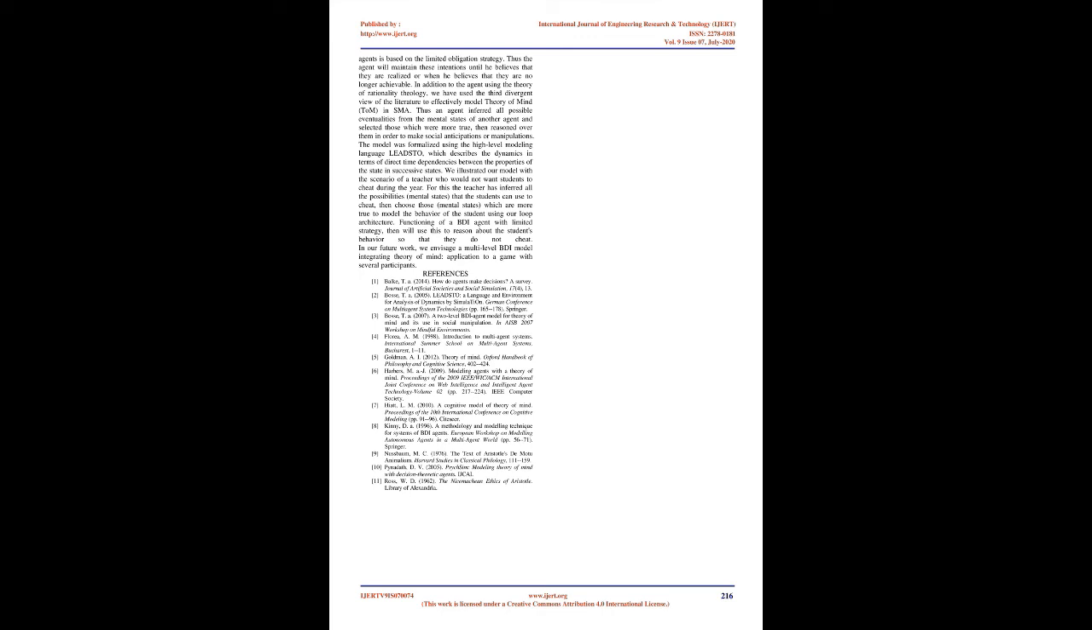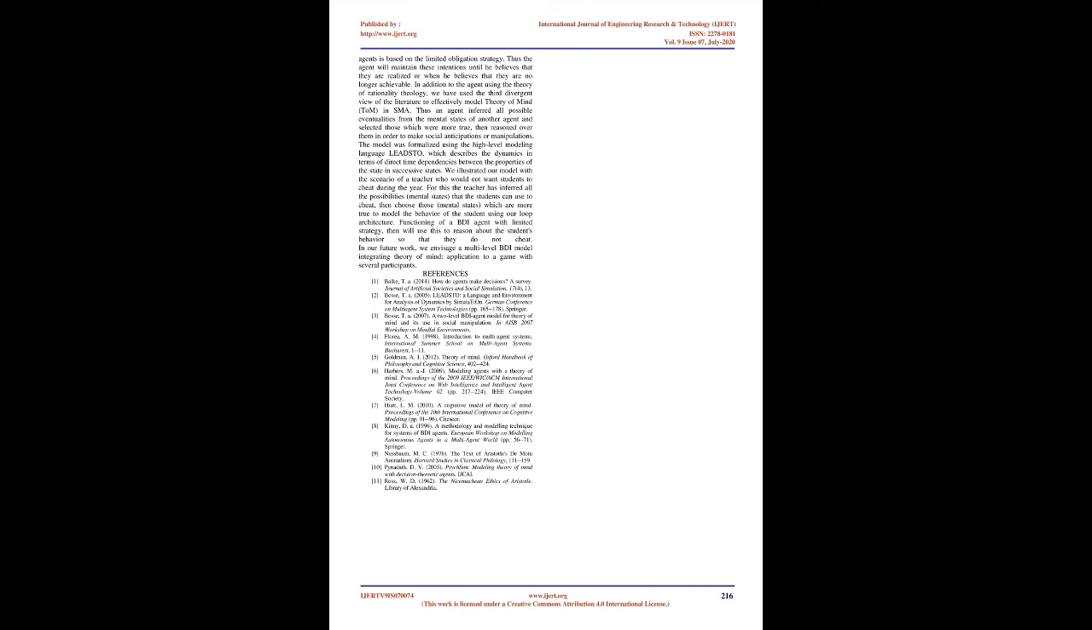3. Conclusion. In this article, it was a question of proposing a decision-making model integrating the TOM for a cognitive multi-agent system. Indeed, we proposed a multi-agent system architecture, SMA, which is an improvement of the BDI architecture on 2 levels. To achieve this, we first changed the way the BDI architecture on which the 2-level BDI model was based, to adapt it to the operating loop architecture of a BDI agent whose control of agents is based on the limited obligation strategy. Thus the agent will maintain these intentions until he believes that they are realized or when he believes that they are no longer achievable.